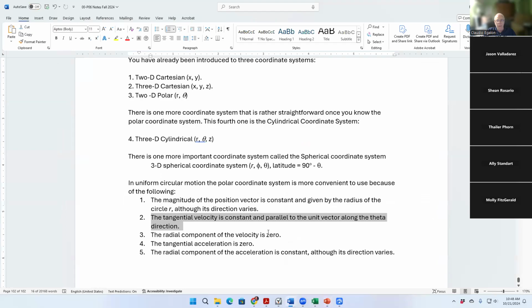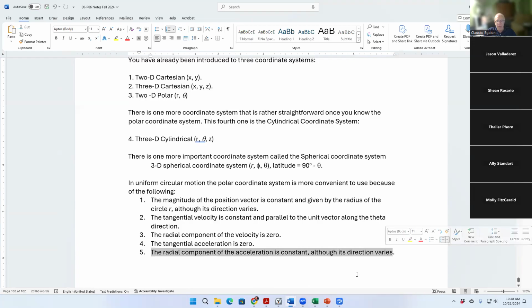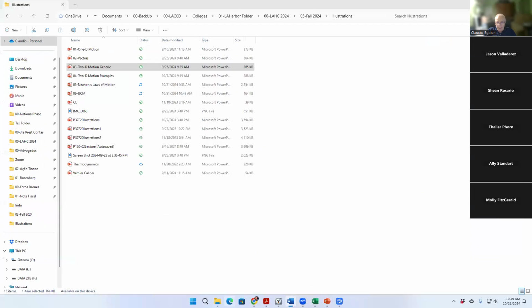Tangential velocity is constant and parallel to the unit vector along the theta direction. Okay. The radial component of the velocity is 0. The tangential acceleration is 0. And the radial component of the acceleration is constant in magnitude, although its direction varies. Okay, we can prove all of that.